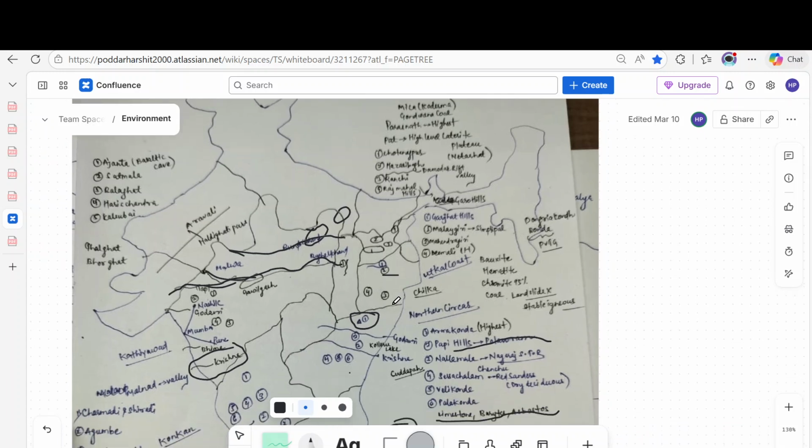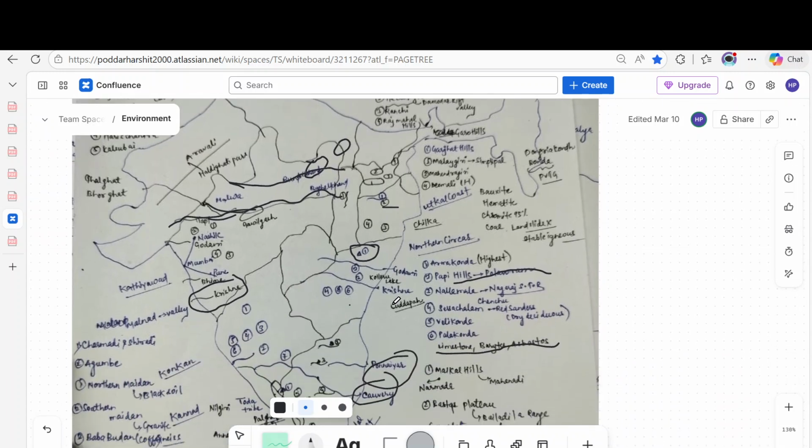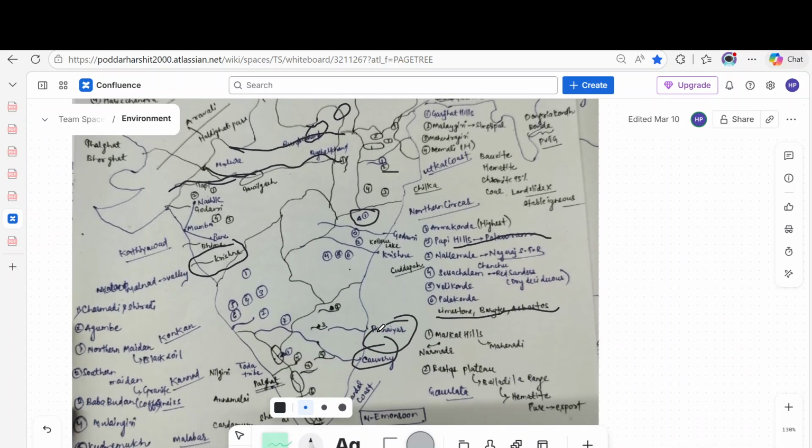So in Chhattisgarh, we need to understand the Ramgarh range, Ramgarh Hills, the Maikal range. So from the Maikal Hills, on the west side the Narmada is flowing, and on the east side the Mahanadi. The Bastar Plateau is there. Gonlata is the highest peak.